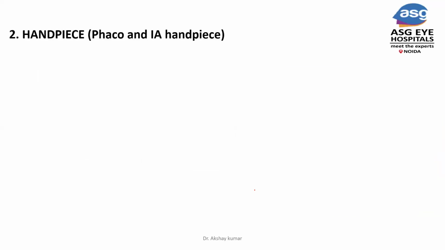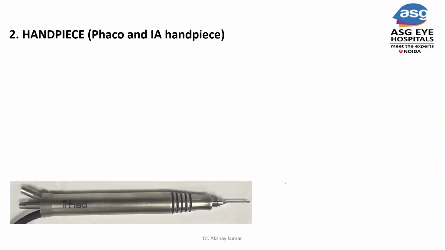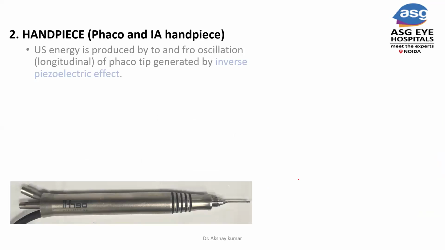So second part is the phaco handpiece, and the irrigation and aspiration handpiece. So this is a basic phaco handpiece. Ultrasound energy is produced by to and fro oscillation of the phacotip generated by the inverse piezoelectric effect. Can any fellow tell me what is the piezoelectric effect? Any fellow?